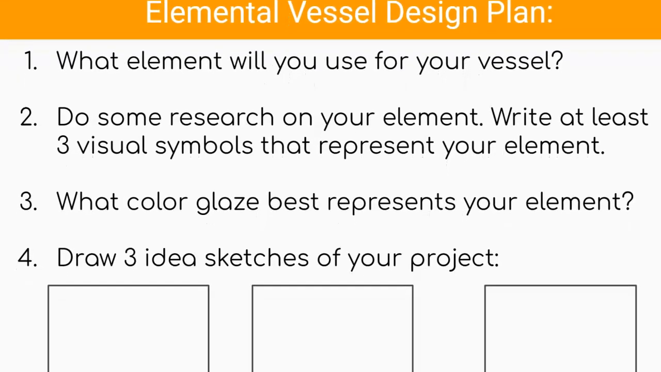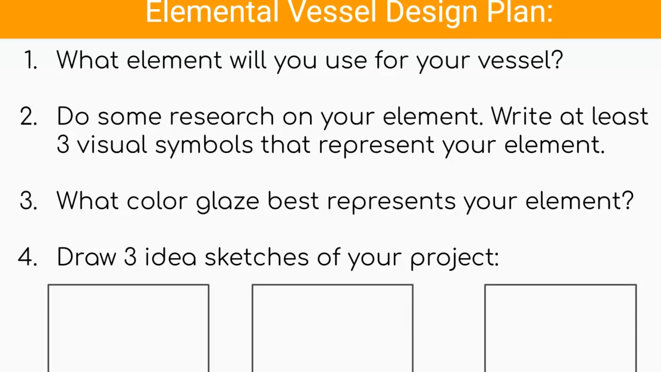Before you get started creating your work of art, I'd like you to do some research. First of all, take a good look at the periodic table and decide which element you'd like to use. Research the element, read about it, look at visuals, and write at least 3 visual symbols that represent your idea. Also consider color of glaze. We'll learn some new glazing techniques with this project.